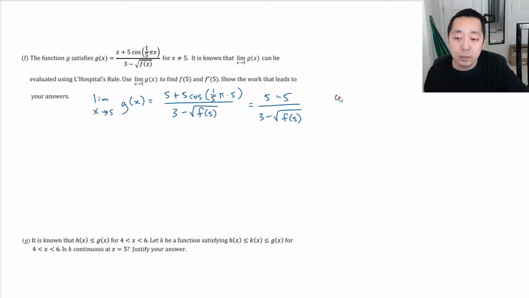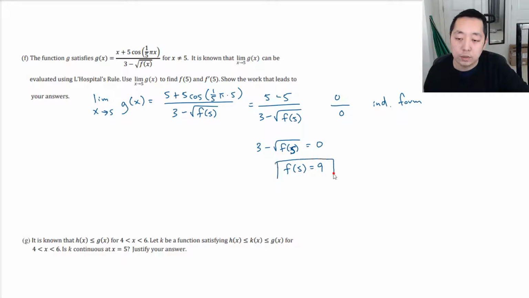But I need this to be a 0 over 0 indeterminate form in order to use L'Hopital's rule. That means the top is 0, which checks off, and the bottom must be 0. So 3 minus square root of f of 5 must equal 0. And I can solve for f of 5. F of 5 would have to be 9 then, right?